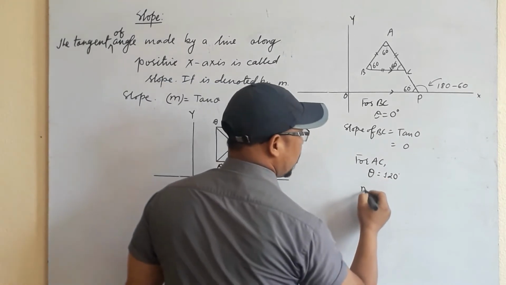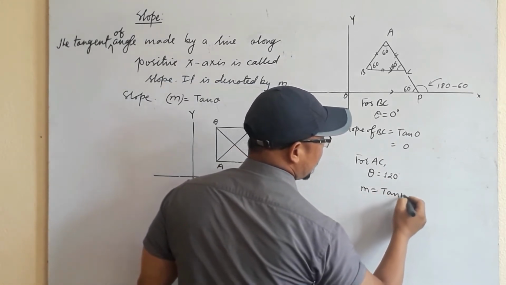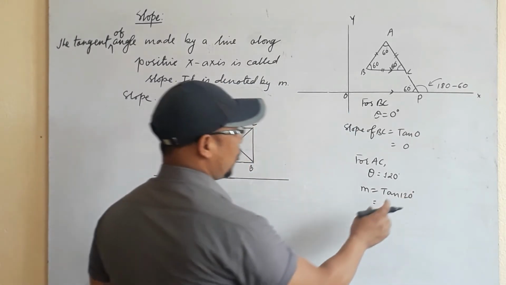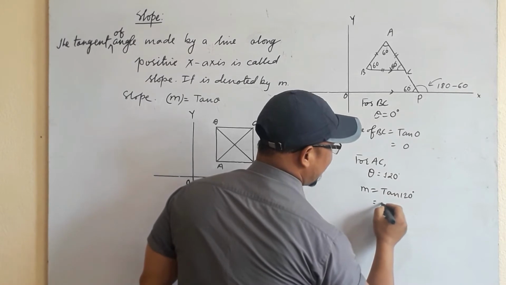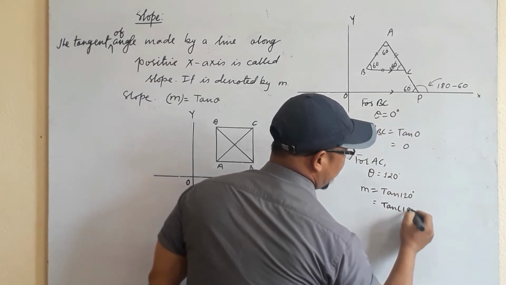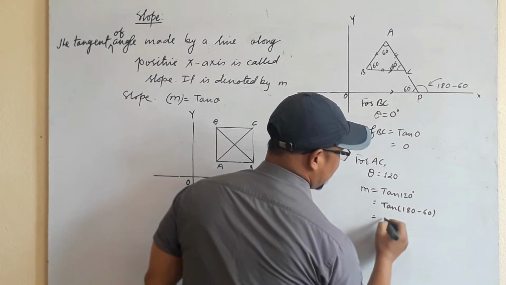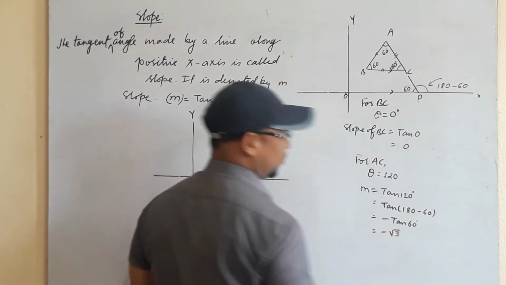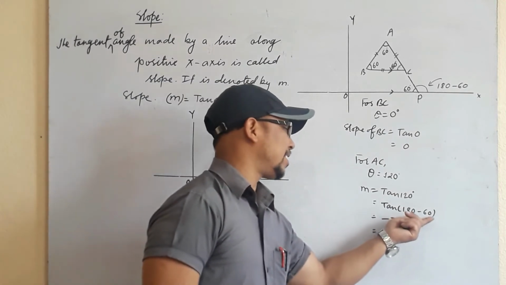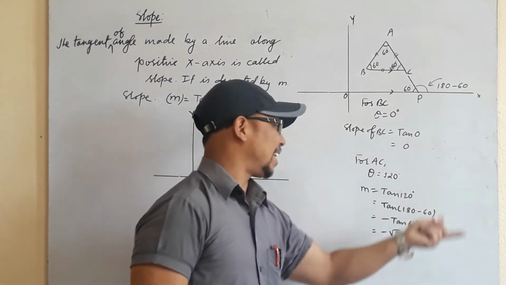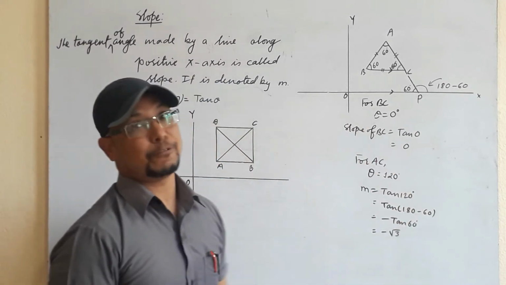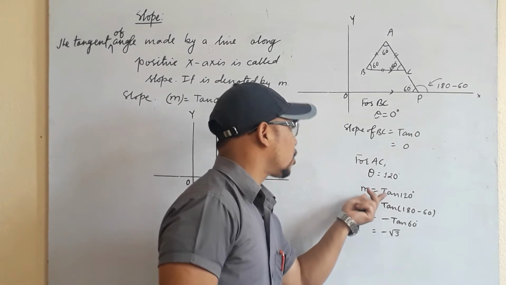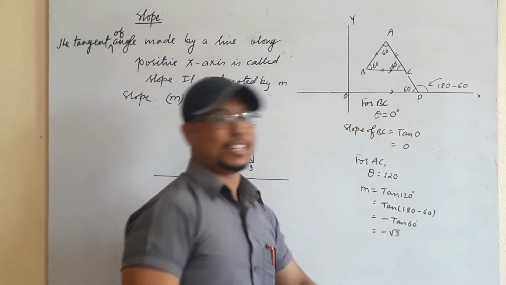Now you can find the slope. Slope equals tan 120 degrees. What is tan 120 degrees? You can directly write it, or you can write it this way. This is tan of 180 minus 60, which comes as minus tan 60, or you can write minus root 3. This is how you can change it, using allied angles. We'll discuss this when we study trigonometry. So the slope of this line AC is minus root 3.